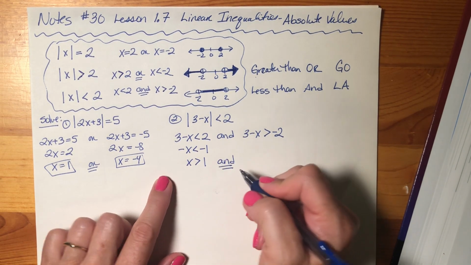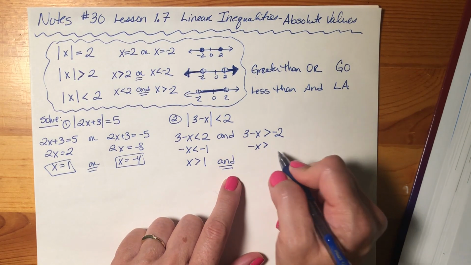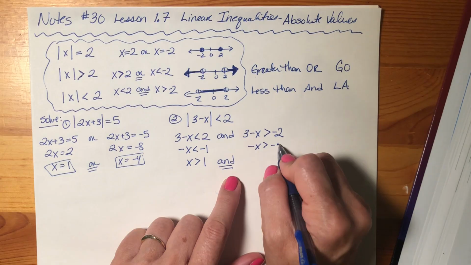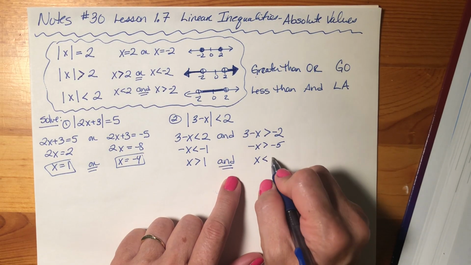And don't forget that "and." Do the same thing over here. Subtract the 3. So negative x is greater than negative 5. So again, dividing by a negative, that would be positive 5.